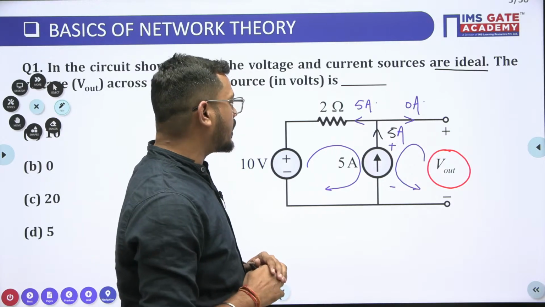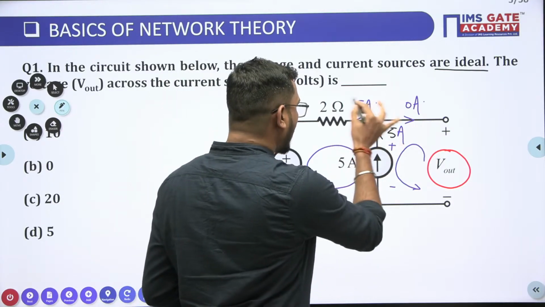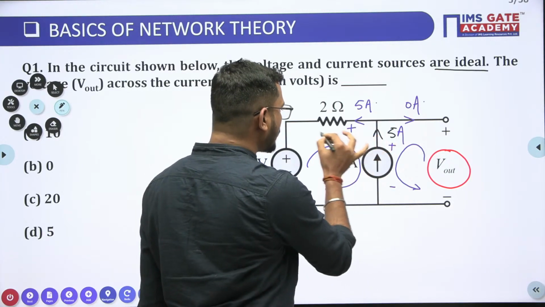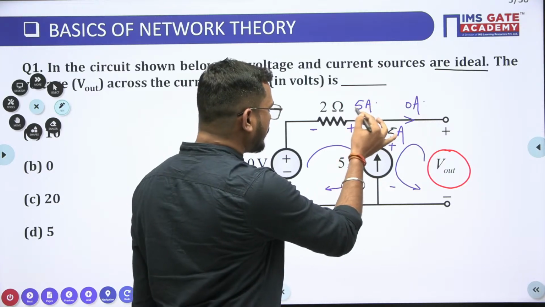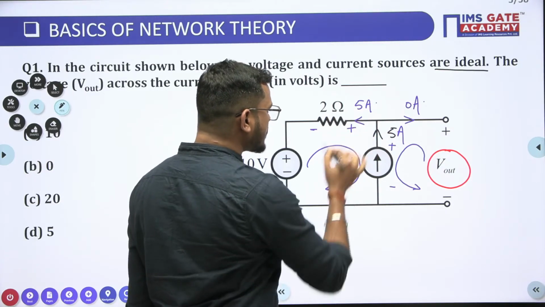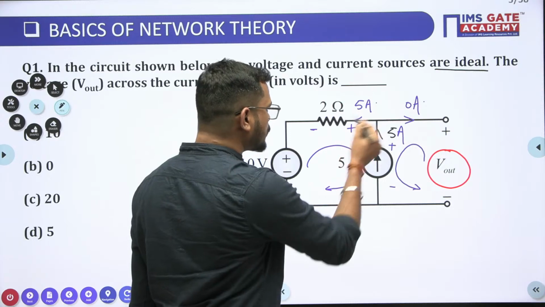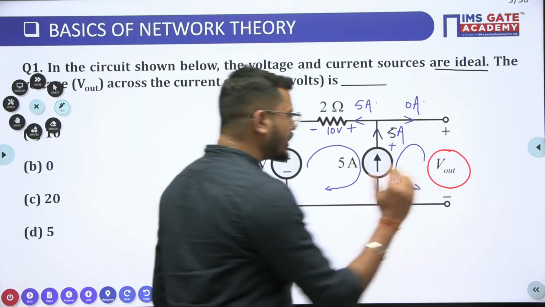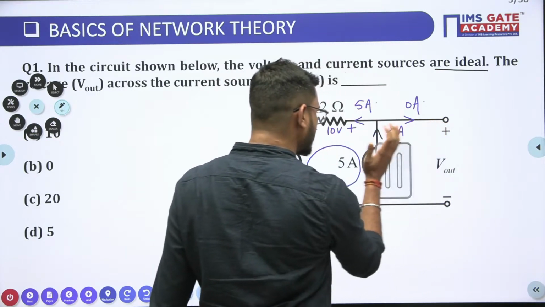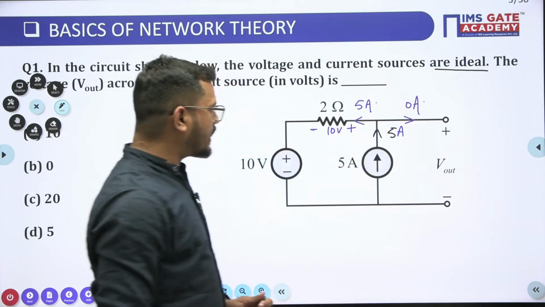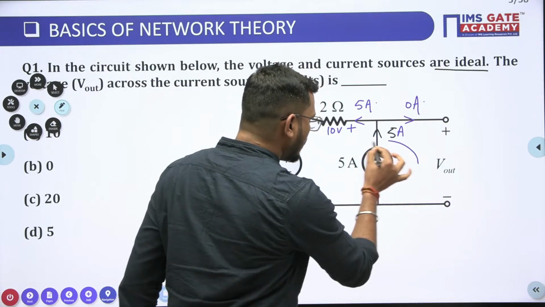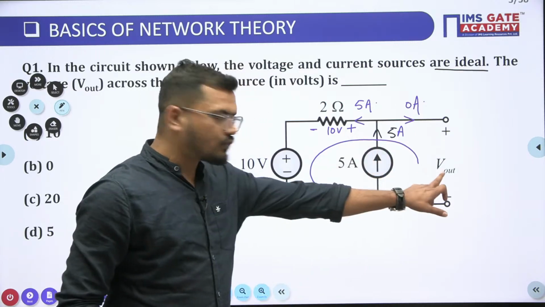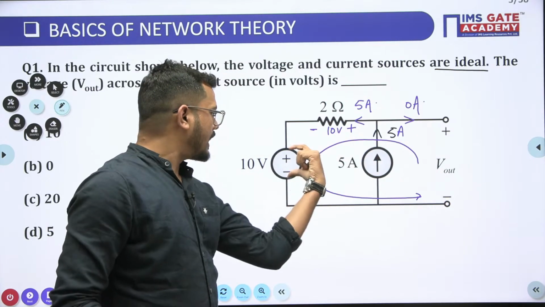So what we can do here is find it by using current division, or current distribution. As this is 5 ampere and this is a 2 ohm resistance, the voltage drop across it is 5 into 2, which is 10 volt. Is it clear to all, yes or no? Now, in this loop we know all the voltages, as we have to find V output. This voltage is 10 volt and this voltage is 10 volt.